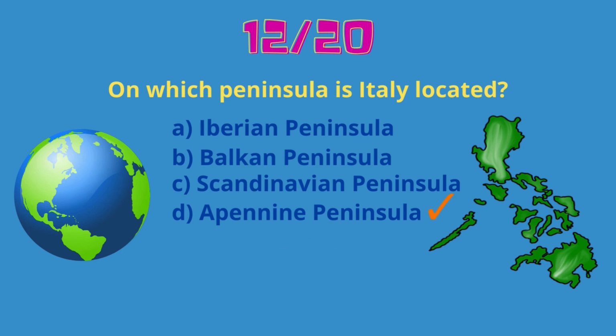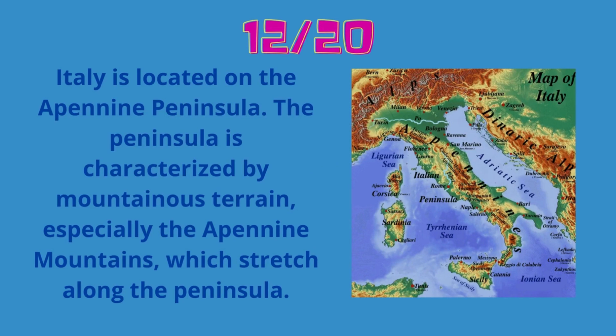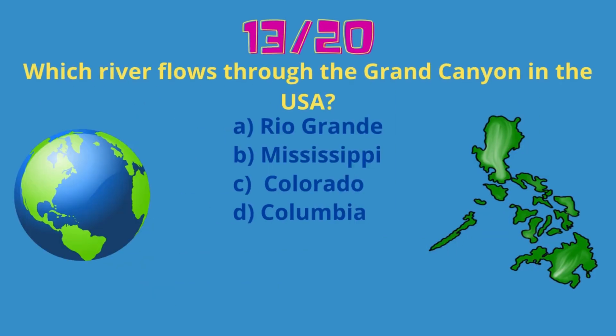Apennine Peninsula. Italy is located on the Apennine Peninsula. The peninsula is characterized by mountainous terrain, especially the Apennine Mountains, which stretch along the peninsula. Which river flows through the Grand Canyon in the USA? Rio Grande, Mississippi, Colorado, Columbia.